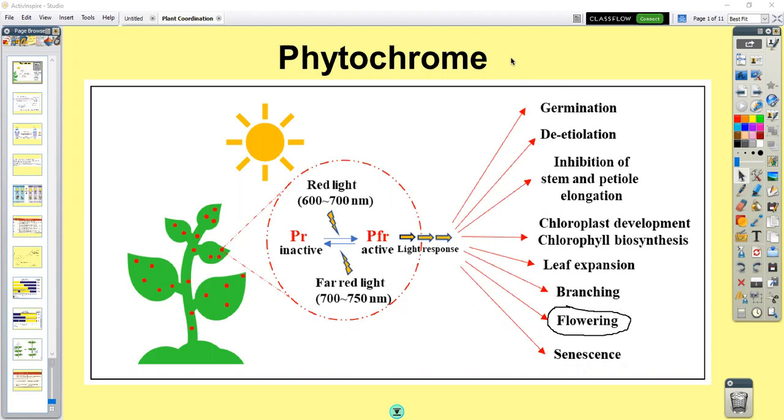We have P660, which is often referred to as PR, and P730, PFR, and those, as I say, are produced in the leaves. The P730 is the active form, which either brings about flowering or has an inhibitory effect on flowering, and the P660 is the inactive form. You can see these are involved in lots of different things. We're going to focus on whether it brings about flowering or not.